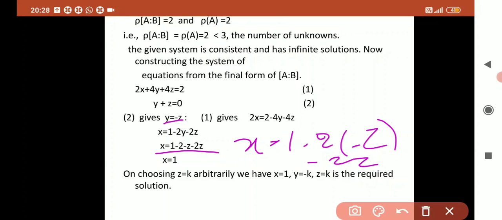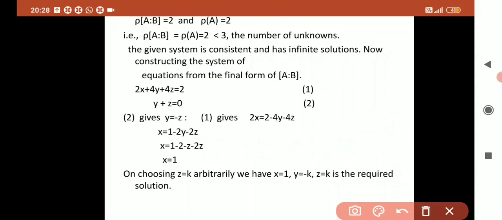So it becomes what here? This is minus into minus, plus 2z. So it is, this implies y is equal to minus z. Minus into minus is plus, and this one is minus. This is plus 2z and minus 2z. These two get cancelled. You will get only 1 remaining. So this is x is equal to 1. You will get only x is equal to 1.